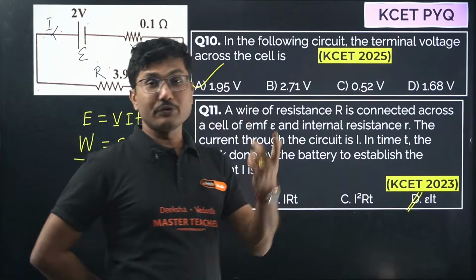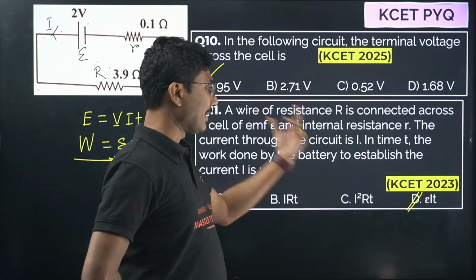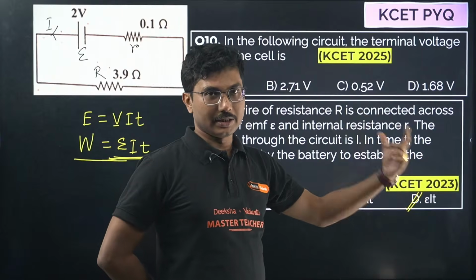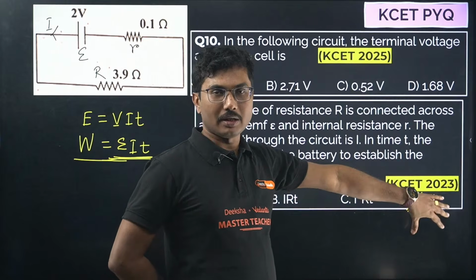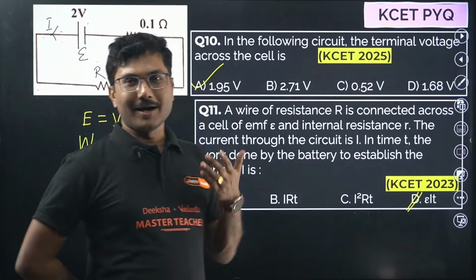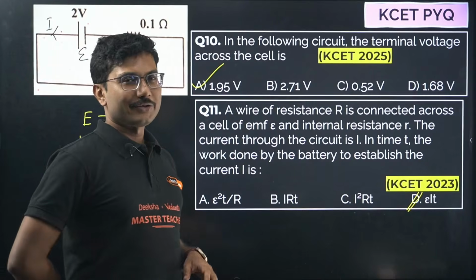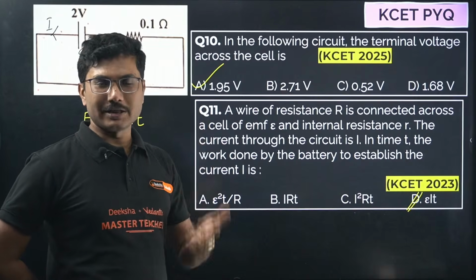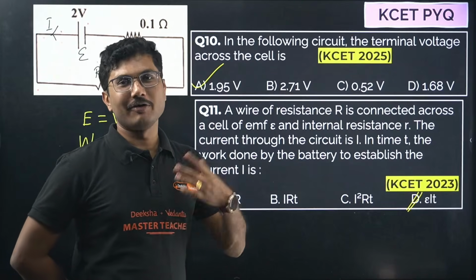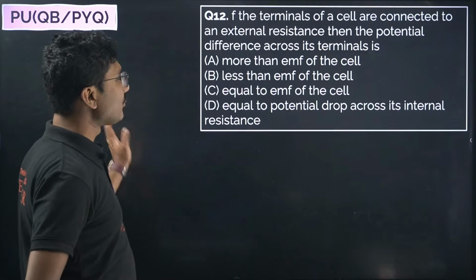So if they ask you for useful energy, this is the useful energy, but it does not necessarily mean that the battery is doing less work. The work done by the battery is epsilon IT, or EIT. Say you write a question in the exam, part of the answer is correct and part is not. That does not mean you have done less work. You have done the full work, but the marks you get are only for the correct portion, right? So these were the KCET exam questions.